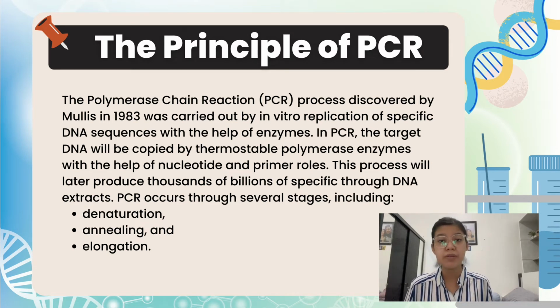Today, I will tell you about the principle of PCR. As we all know, the polymerase chain reaction, or PCR, was discovered by Mullis in 1983, and it is carried out by in vitro replication of specific DNA sequences with the help of enzymes. In PCR, the target DNA is copied by thermostable polymerase enzymes with the help of nucleotides and primers. This process will later produce thousands of billions of specific DNA copies.